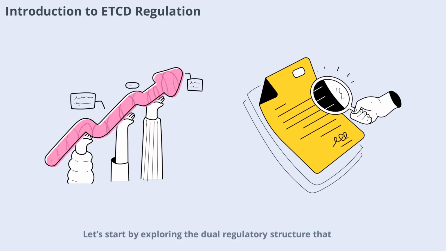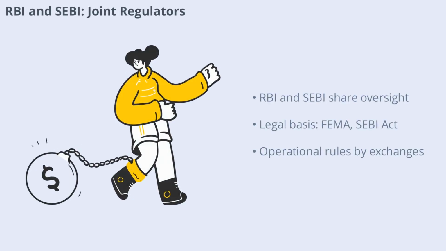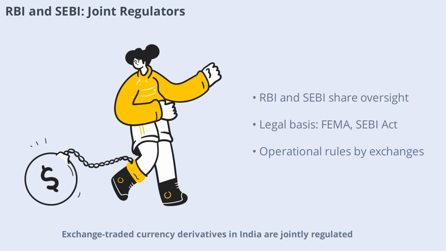Let's start by exploring the dual regulatory structure that governs ETCDs and why it's so important for market stability. Exchange-traded currency derivatives in India are jointly regulated by the Reserve Bank of India and SEBI. RBI's authority comes from the Foreign Exchange Management Act (FEMA) and the Reserve Bank of India Act, while SEBI's powers are rooted in the Securities Contracts Regulation Act and the SEBI Act. Together, they set the broad regulatory framework, while exchanges and clearing corporations handle the operational rules. This joint approach ensures that both currency and securities aspects are covered, providing comprehensive oversight and minimizing risks.